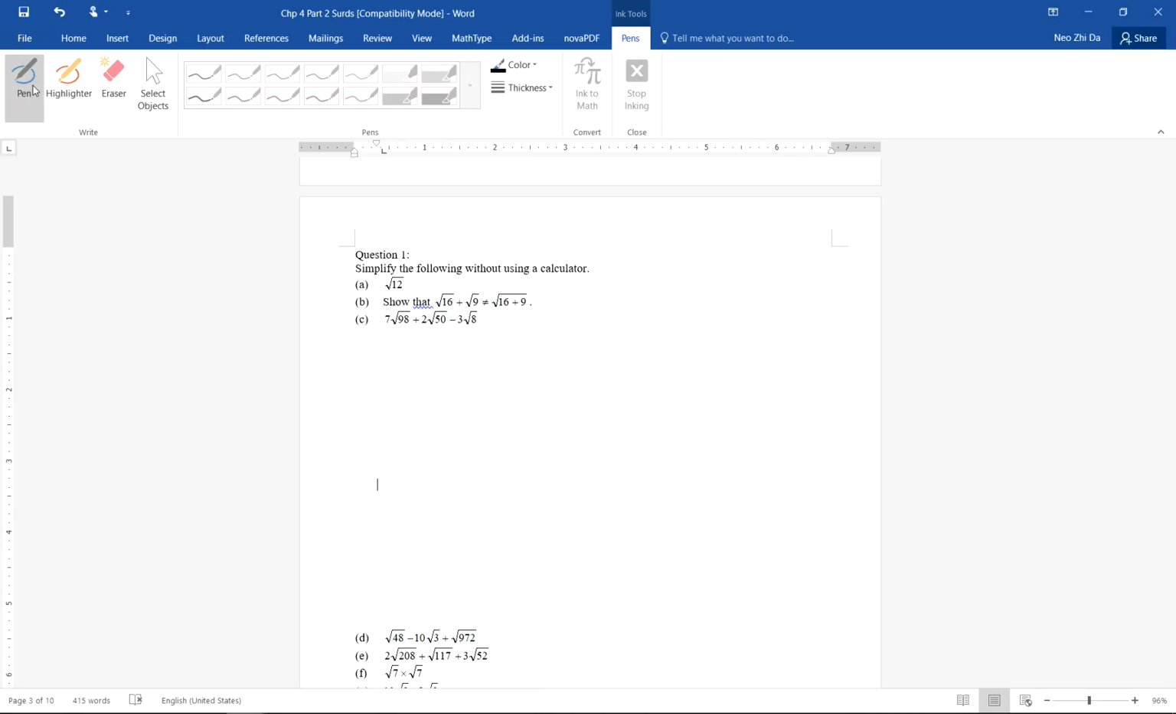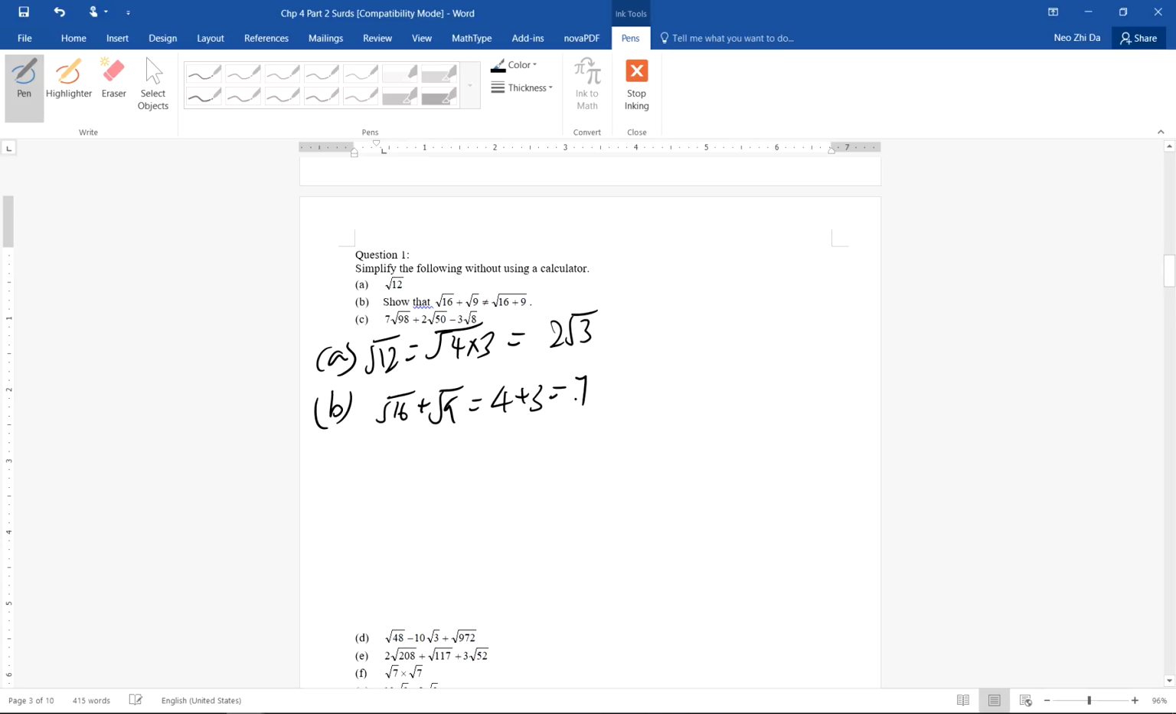Okay, so I'm going to review the answers. Square root 12, 4 times 3. Basically, square root 4 is 2, so 2 square root 3. For B, you're supposed to show it. So let us work on square root 16 and square root 9 first. Square root 16 answer is, let me copy it out first, 4 plus 3, which is 7.